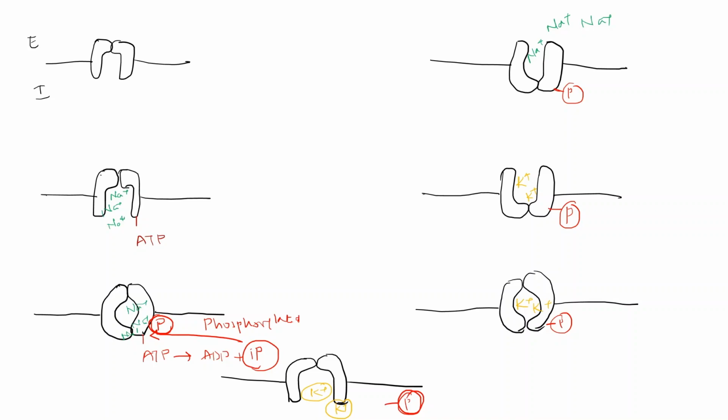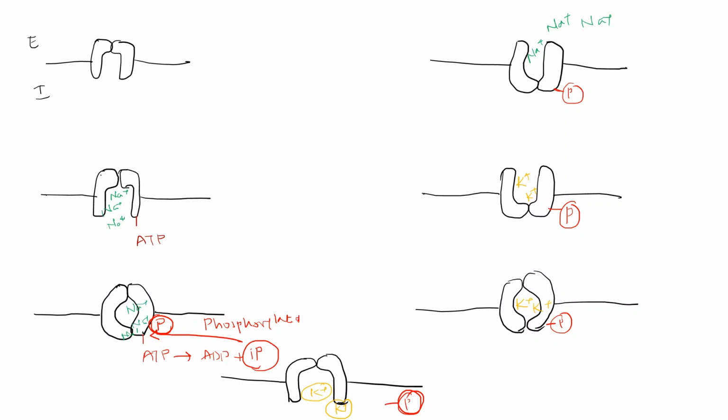Let me repeat it once more. Initially, the mouth of the pump is open on the inside and one ATP molecule is attached. This form of the pump has more affinity for sodium ions, so the sodium ions will now bind to the pump. It then closes its mouth internally. It becomes internally occluded, and 3 sodium ions are now trapped inside the pump. At this point, ATP is broken down and the phosphate group attaches to the pump, phosphorylating it.